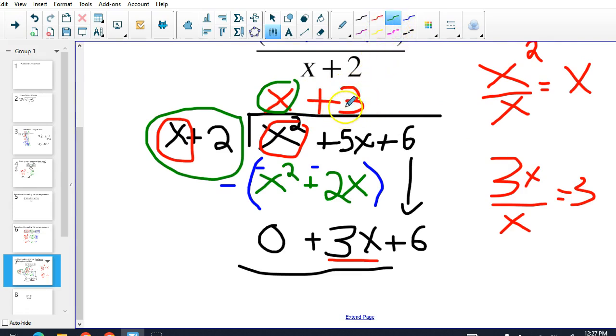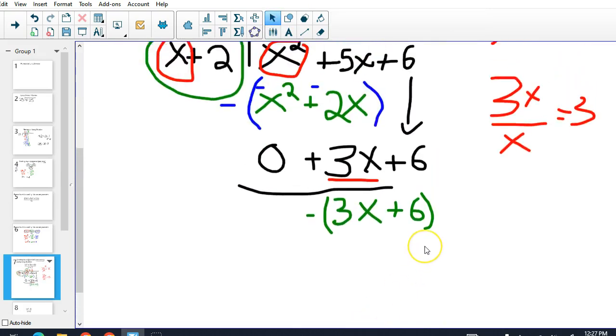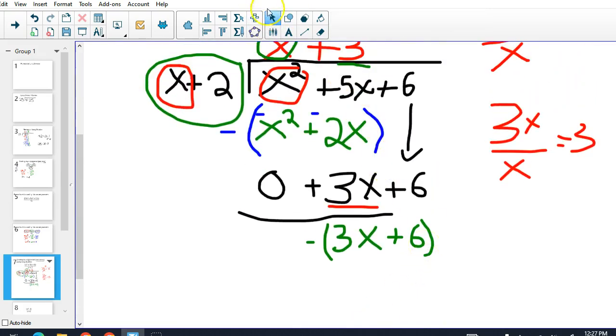And now we take this number on the top, our 3, and we multiply it by every piece inside here. So we have 3 times x, which gives us 3x. And then we have 3 times 2, which would give us plus 6. And just like before, we are subtracting this. Let me extend this slide real quick. We are subtracting it.